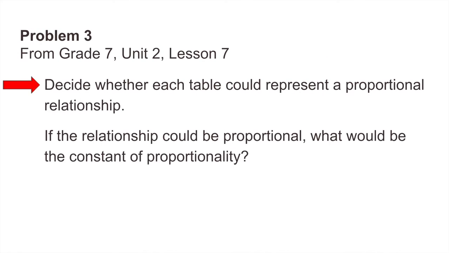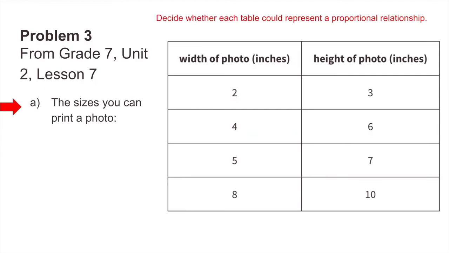Number 3. Decide whether each table could represent a proportional relationship. If the relationship could be proportional, what would be the constant of proportionality? A. The sizes you can print a photo.